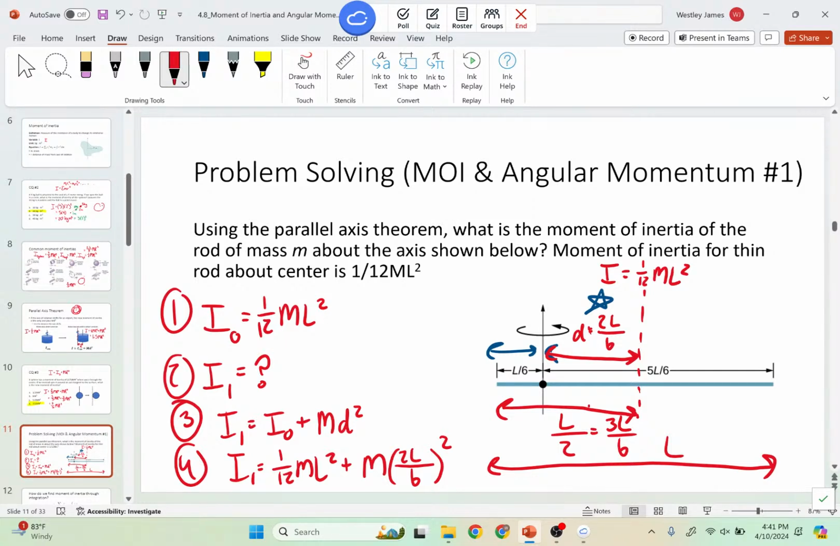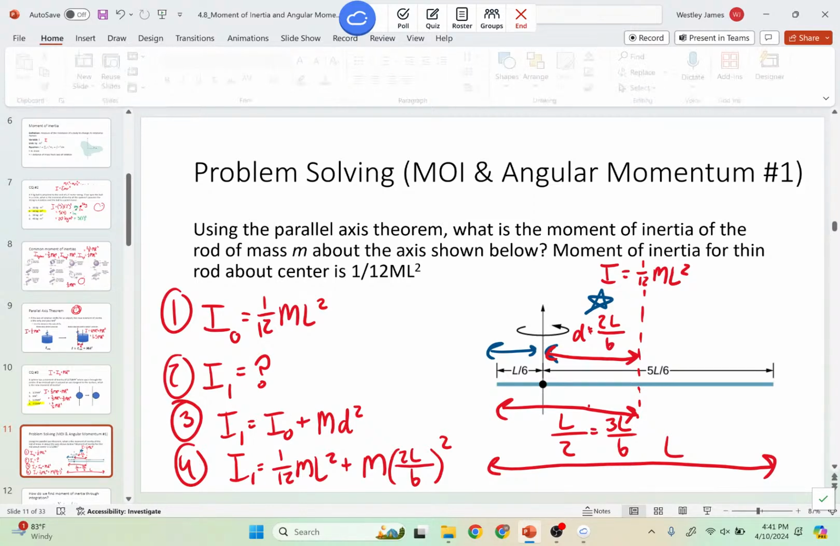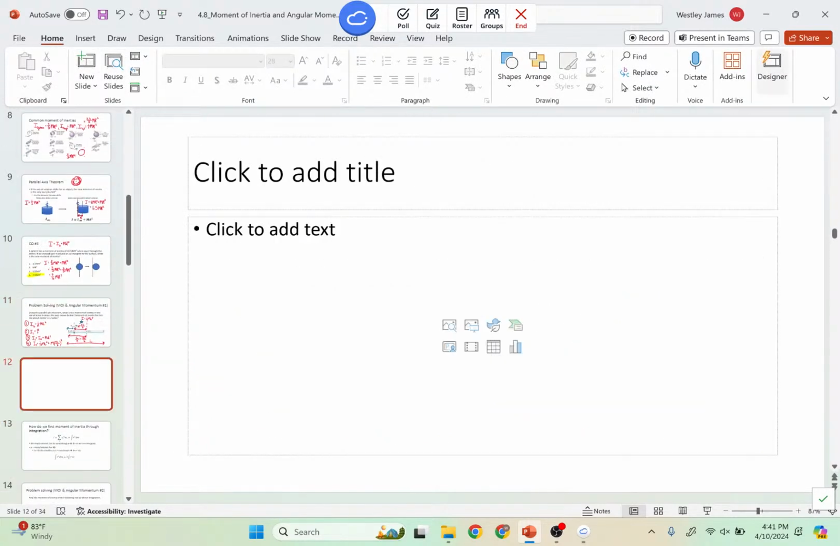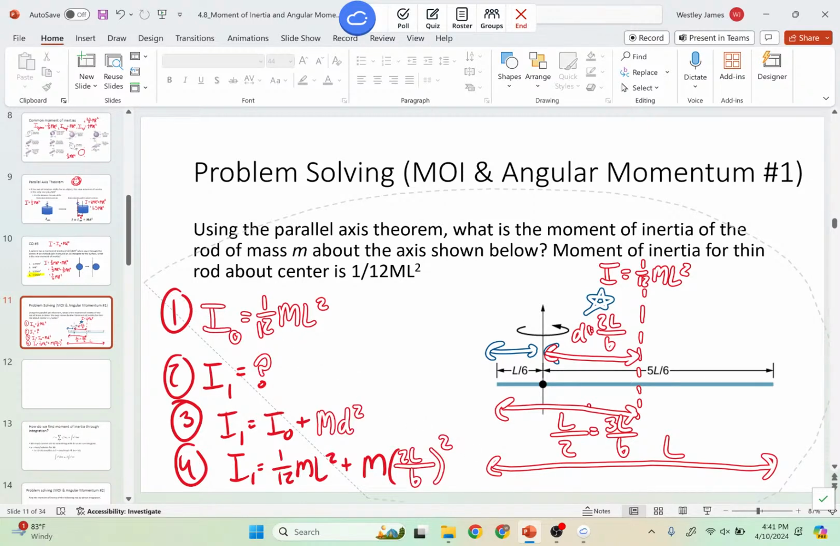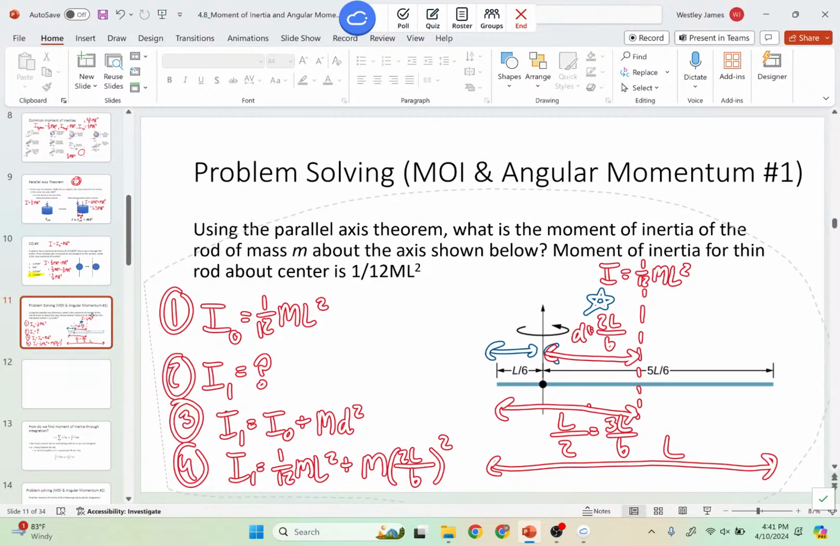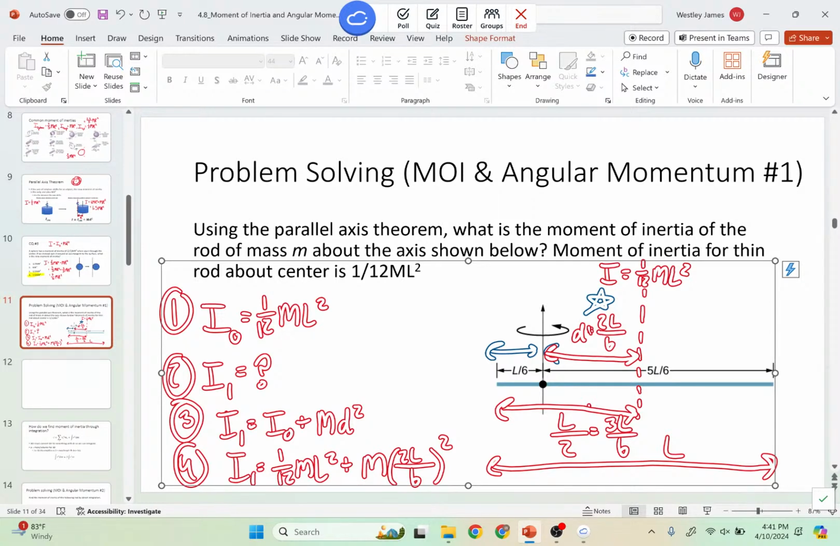What do you do now? You just add those numbers together. Okay, well, we've got to do one step first. Let me give myself some space. So that's the challenge to these problems. Literally, the challenge is recognizing, one, that the axis shifted, and two, how much did it shift? If you can do those two things, you can solve these problems.